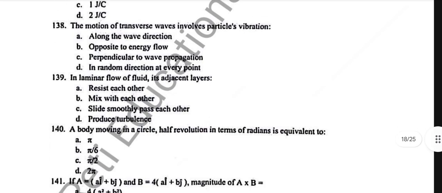Question number 139. In laminar flow of fluid, its adjacent layers, and the correct option is C, slide smoothly past each other. Layers slide smoothly without mixing. Turbulence occurs only at high Reynolds number.